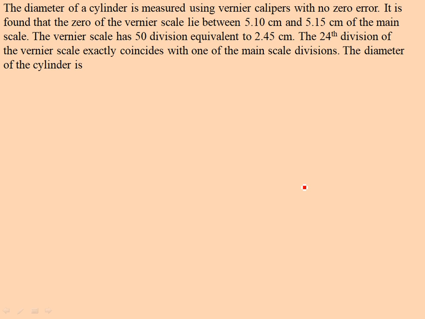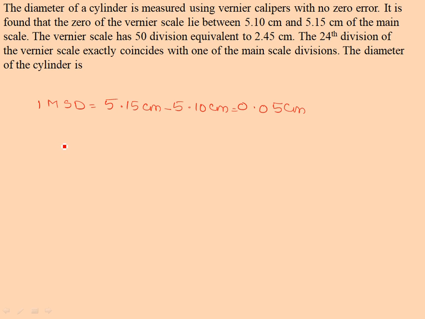The next question is like this. The diameter of a cylinder is measured using a vernier calipers with no zero error. It is found that zero of the vernier scale lies between 5.10 centimeter and 5.15 centimeter. That means one main scale division value, I can say like this, that is 5.15 centimeter minus 5.10 centimeter, that will be simply 0.05 centimeter.